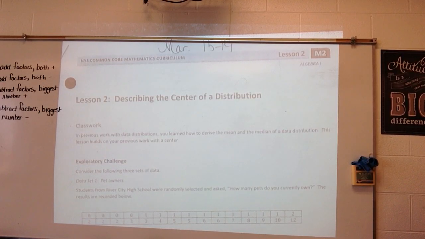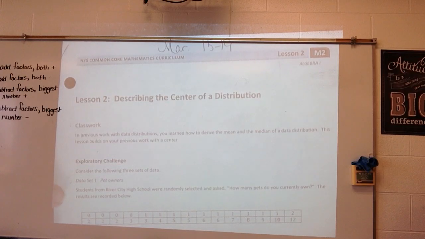Alright, so let's go ahead and look at this. Our exploratory challenge. It says, in previous work with data distributions, you learned how to derive the mean and the median of a data distribution. This lesson builds on your previous work with a center. Alright, so it says, consider the following 3 sets of data. Data set 1 is pet owners. Students from River City High School were randomly selected and asked, how many pets do you currently own? The results are recorded below. Alright, so there's our data.